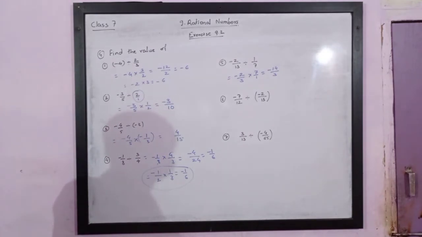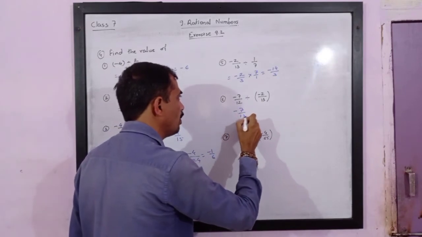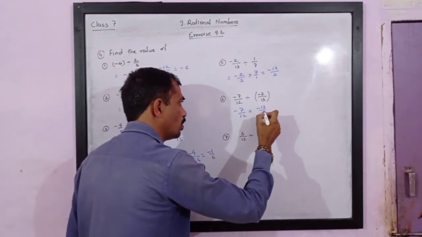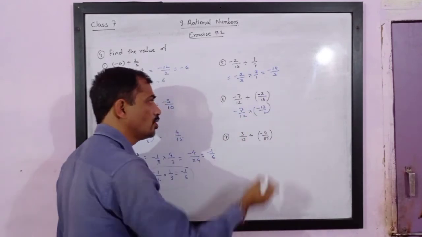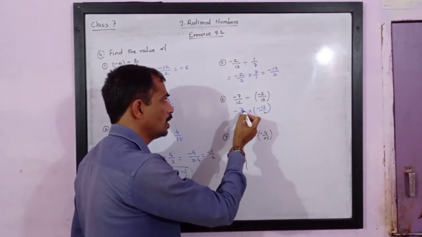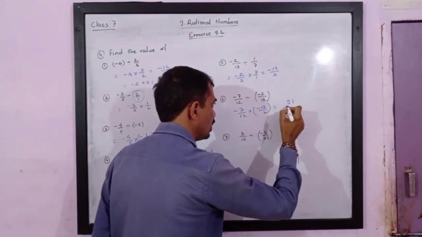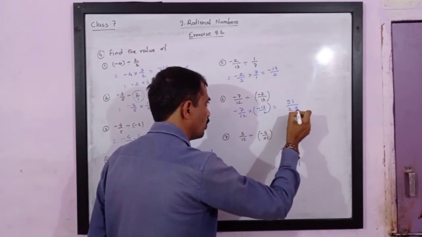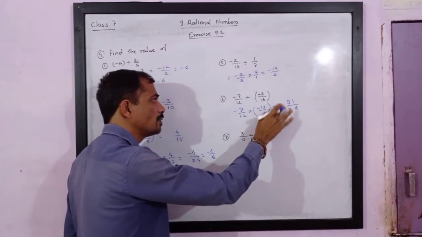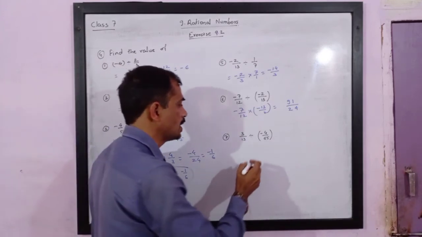Now next is negative 7 upon 12 divided by negative 2 upon 13. So this will be multiplied by negative 13 upon 2. 2 upon 13 it was, so it will be 13 upon 2. Now this is equal to, please note, 13 sevens are 91 and 12 twos are 24. Please note, negative into negative is positive. Even if you don't write, it is considered as positive. So the answer is 91 upon 24.